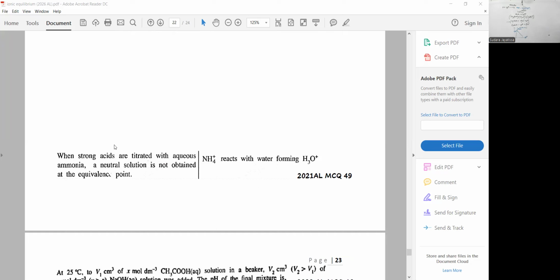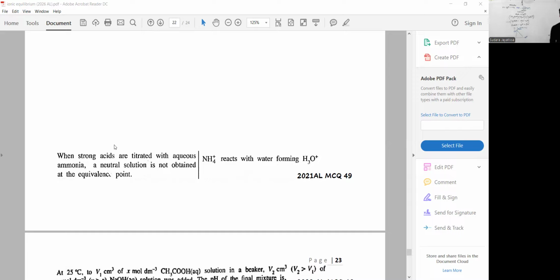What is that? When strong acids are titrated with aqueous ammonia, a neutral solution is not obtained at the equivalence point. So, what do you think? Is it correct? What do you think, Hafsa? Will you get a neutral pH, a neutral solution at the equivalence point? Yes? No, you will not.